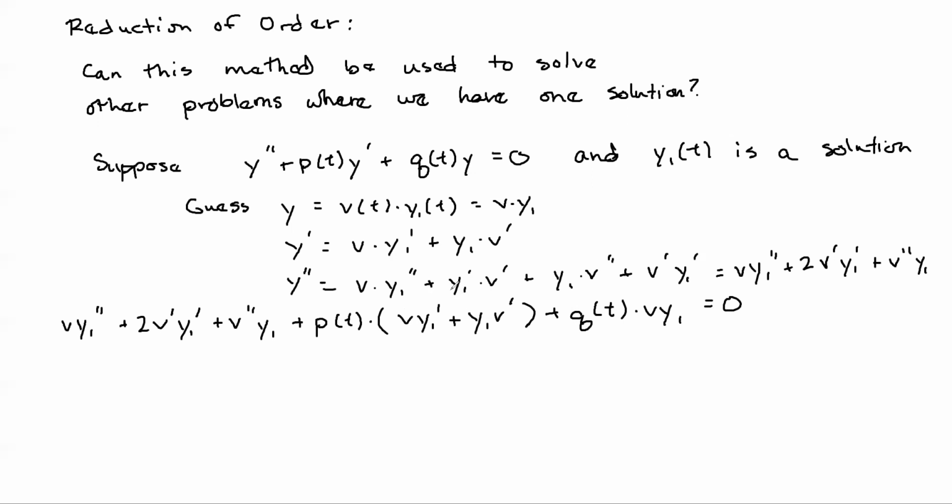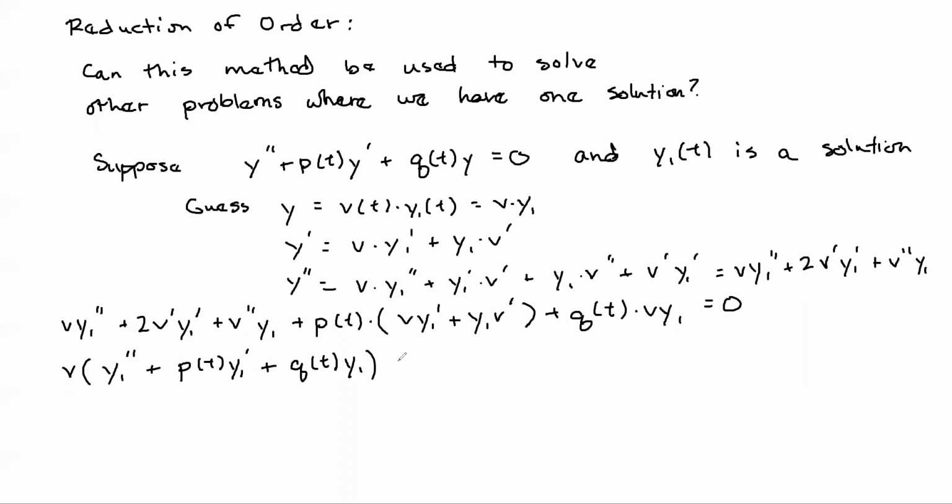All right. So the next thing that we can do is go through and group the things that contain v. So we've got a v here. We're going to have a v here and a v here. Watch what happens when we do this. So we're going to have v, and I'm going to go ahead and factor it out. So we're going to have y1 double prime. Okay, and what's this one going to give us? This is going to give us, so we're factoring out the v, so we're going to have p y1 prime. And then here we're going to have q of t y1.